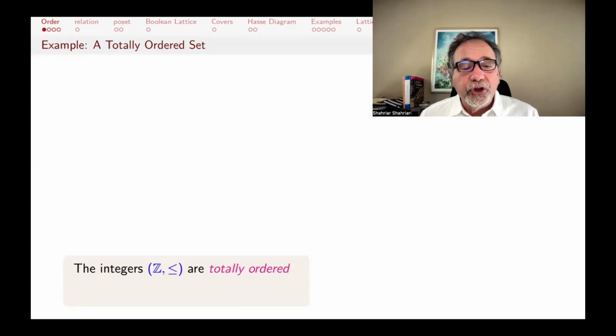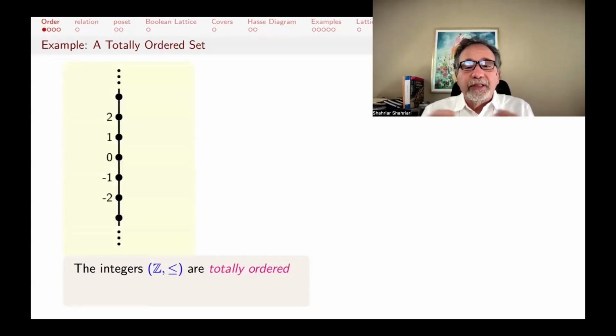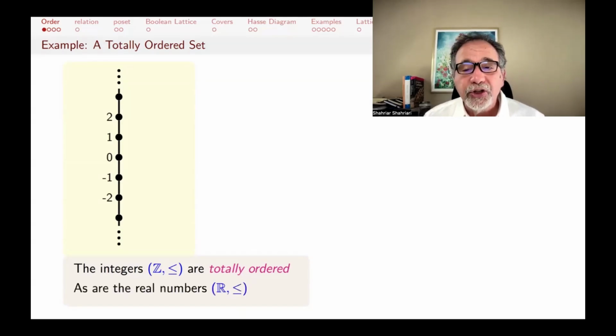The ordinary integers are an example of a totally ordered set. The way we usually think of them is sitting on a number line. I've put them vertically so that we know that some numbers are bigger than the other ones. The bigger ones are higher up. The reason I call both the integers and the real numbers totally ordered is because they have the following properties.